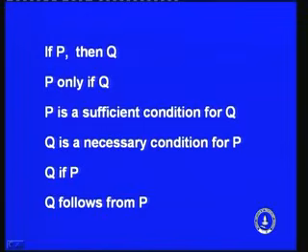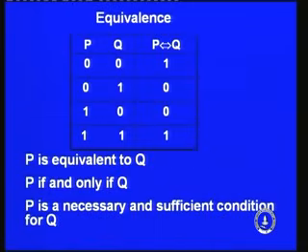Okay. So, next thing is equivalence. You also have a logical connective equivalence, which is denoted by a double arrow like this. This is called equivalence. This is read as P is equivalent to Q, or P if and only if Q, or P is a necessary and sufficient condition for Q. Generally, you read it as P is equivalent to Q or P if and only if Q. This is also correct, P is a necessary and sufficient condition for Q.